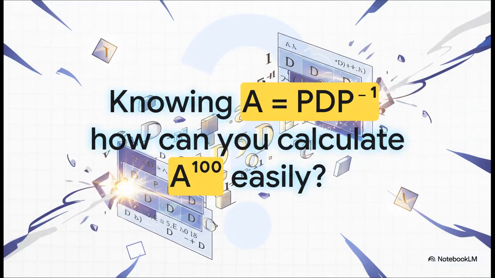And we'll end right back where we started. We asked how you could possibly calculate A to the 100th. Well, now you have the key. Just think about it. What happens when you write out PDP inverse times PDP inverse 100 times? All those P inverse P terms in the middle cancel each other out, becoming the identity matrix. You're left with just P times D to the 100 times P inverse. And calculating a diagonal matrix to a power is incredibly simple. That is the power of diagonalization.